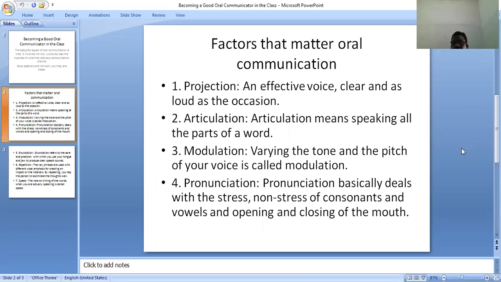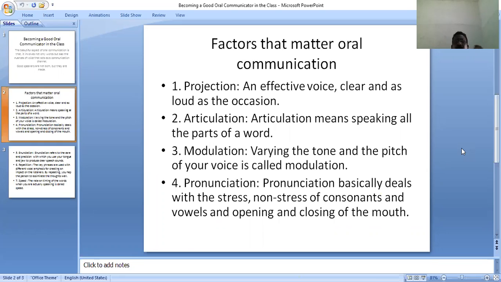Suppose in the classroom only 10 members are there. We should use the proper volume, not the highest volume, for the 10 members. Suppose 100 members are in the classroom, we should use a loud voice as the occasion demands. Suppose only 20 members are there, we have to decrease the volume. In this way, as loud as the occasion, we have to adjust our voice.